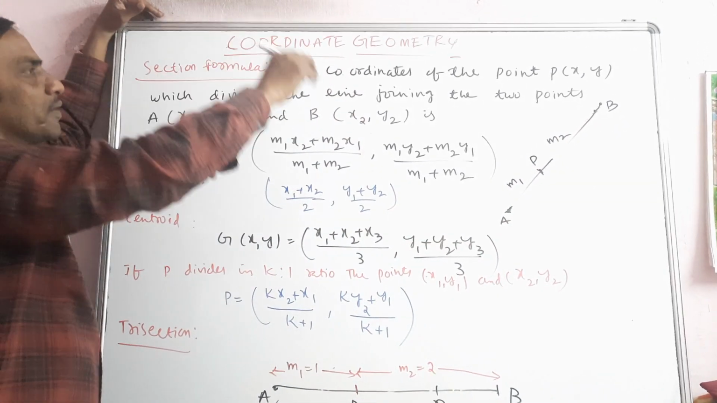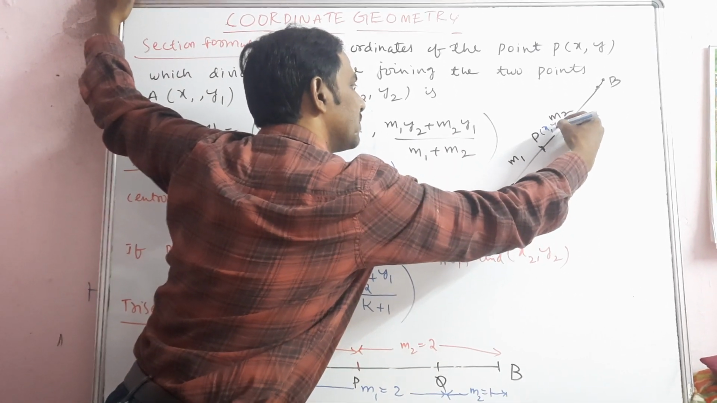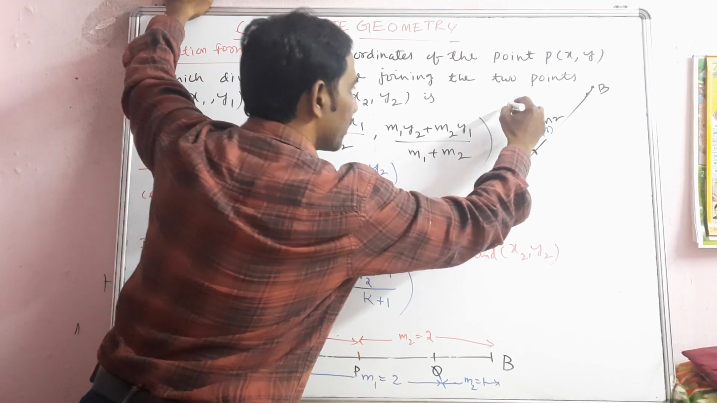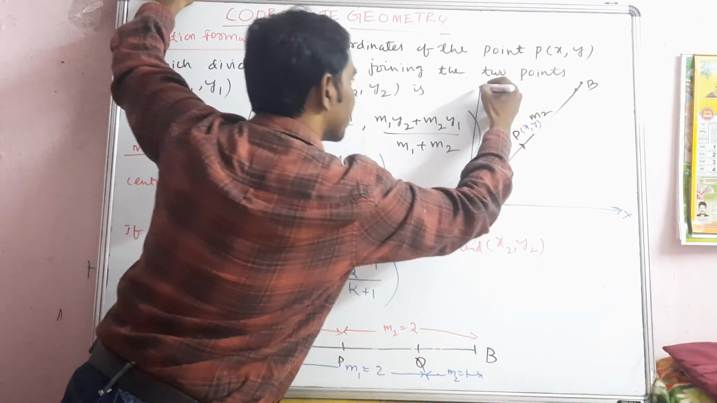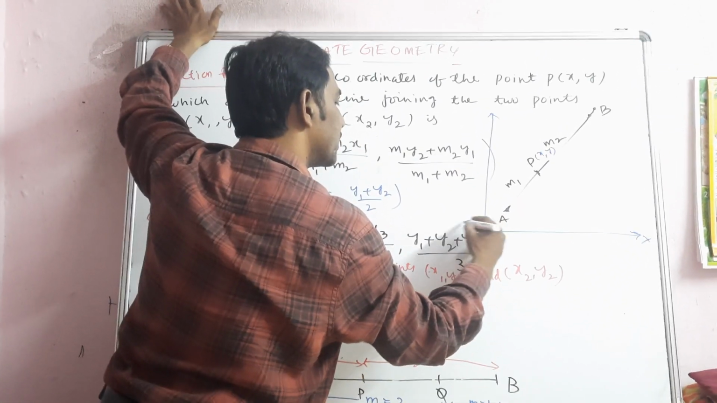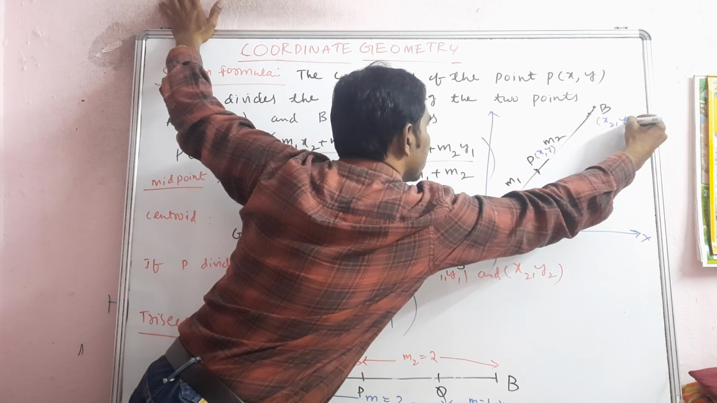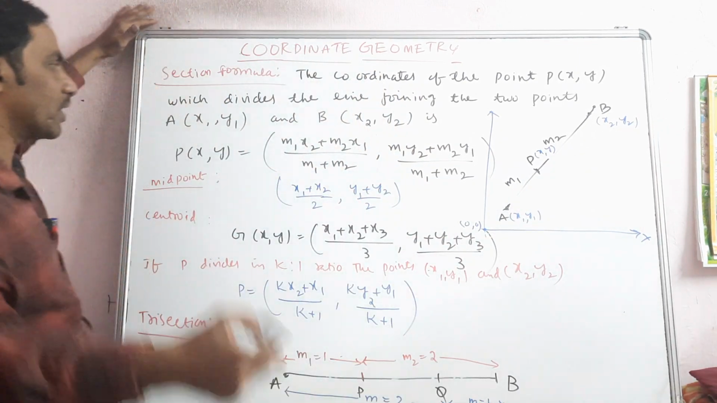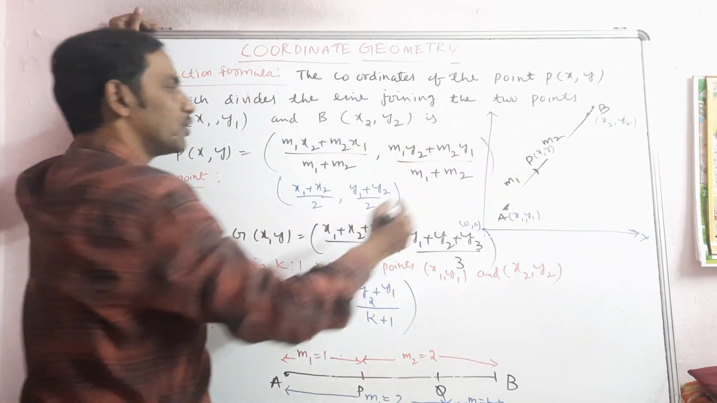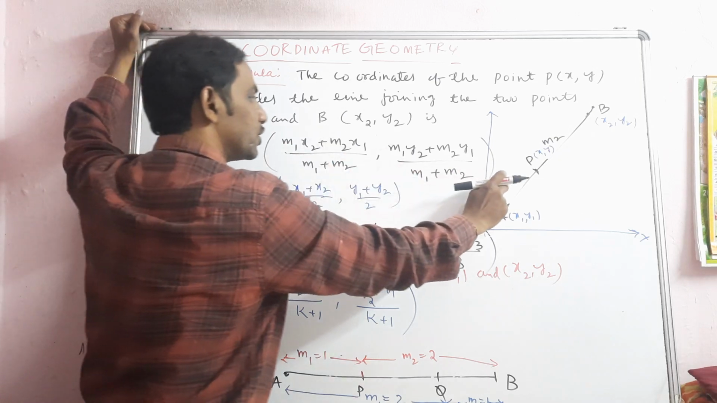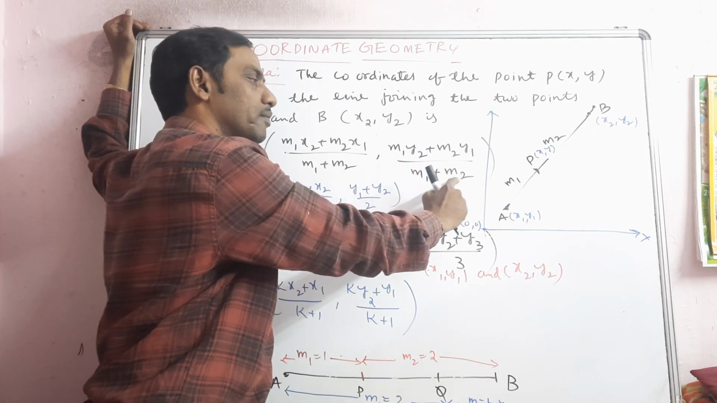Now the formula for the coordinates of the point P, x comma y. You have to imagine a coordinate system, like this is x and this is y. This is the origin, and here you have x1 comma y1 as point A, x2 comma y2 as point B, and P is x comma y. To get the coordinates of P, take m1 x2 plus m2 x1 by m1 plus m2, and m1 y2 plus m2 y1 by m1 plus m2.